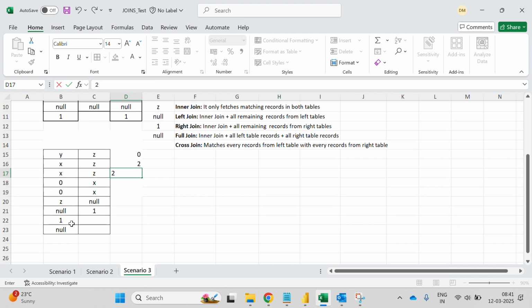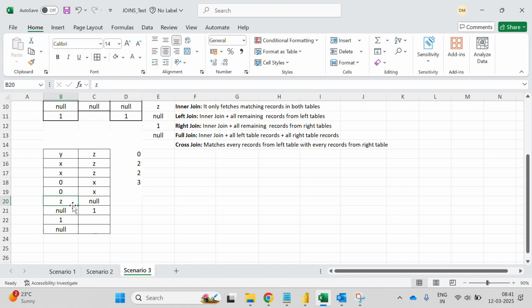Okay, this z is matched 3 times only here. And null is not matched with null in SQL, so we can consider it as 0 here for null. This one is matched how many times? That is 1 only, and this null is not matched with null, so that is also 0 only. So our output is for this, that is extra is present.